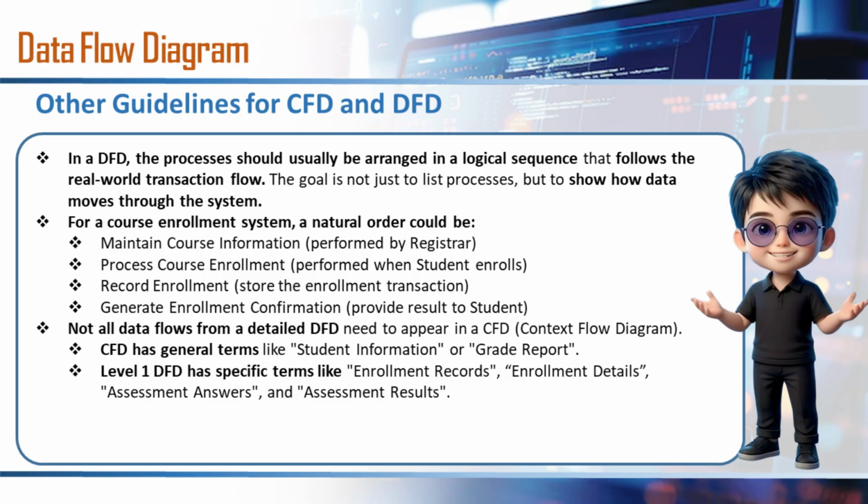It is also important to remember that not all data flows shown in a detailed DFD need to appear in the CFD, the context flow diagram. A CFD uses general data terms, such as student information or grade report, because it provides a high-level view of the entire system. In contrast, the Level 1 DFD provides more detail and may use specific data terms, such as enrollment records, enrollment details, assessment answers, and assessment results. This allows the lower-level DFD to show the specific data being processed while maintaining the overall data flow established in the CFD.